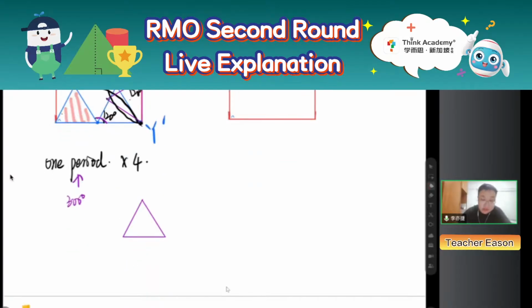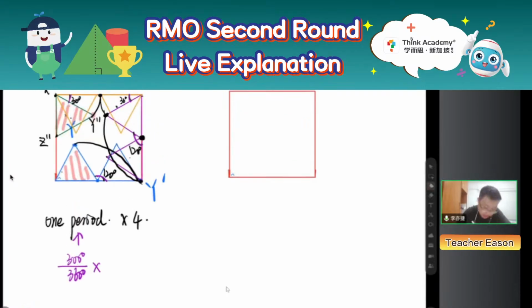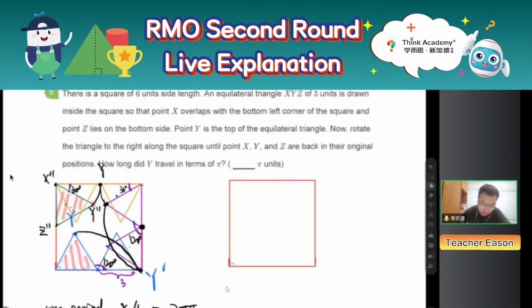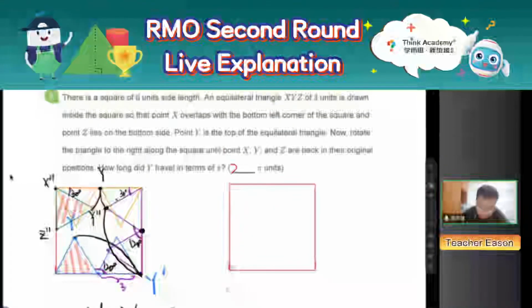So the distance is 300 over 360 times the circumference. The radius is 3, right? So times 2 pi times 3. This is 5/6, so it's 5 pi. So in one period, y travels 5 pi. Times 4, y travels 20 pi. So here is the 20.